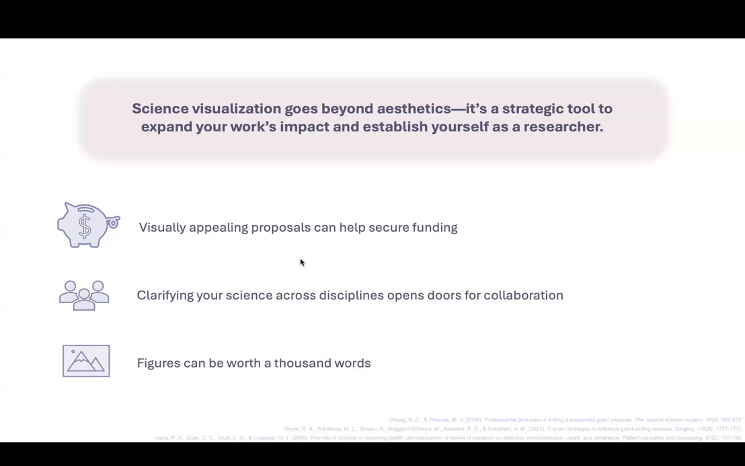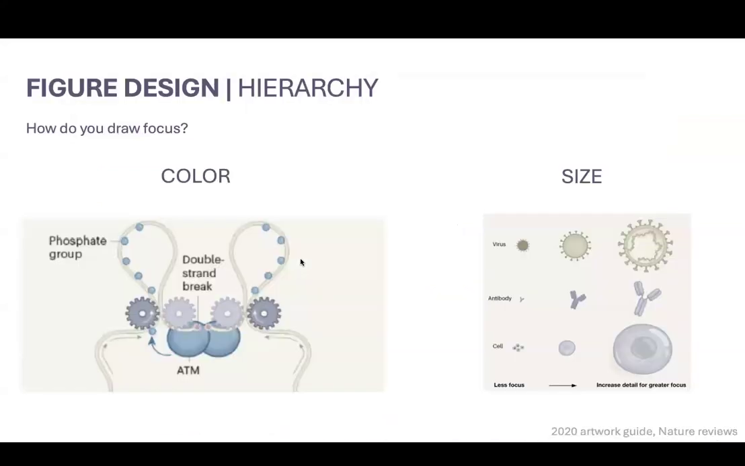So with all of this being said, I'm now going to start talking about some guidelines for making good science visuals. We'll start in 2D, work our way up towards more complex data, and end in Blender. So in figure design, how do you draw focus? How are you thinking about what the main emphasis is?